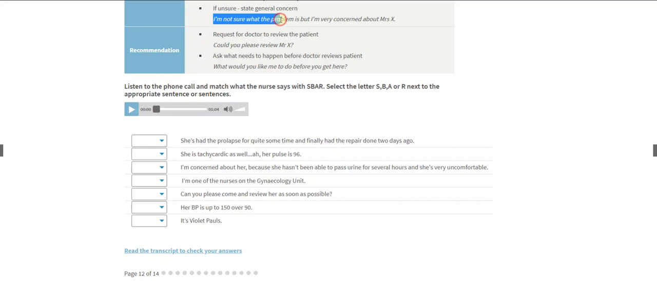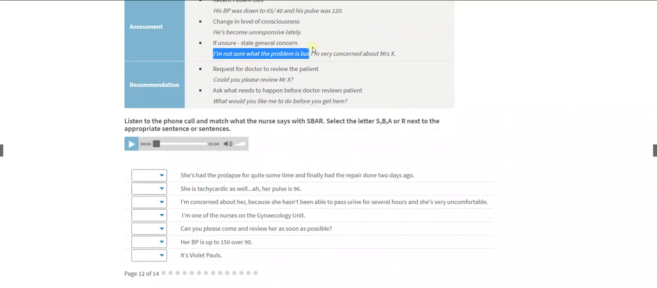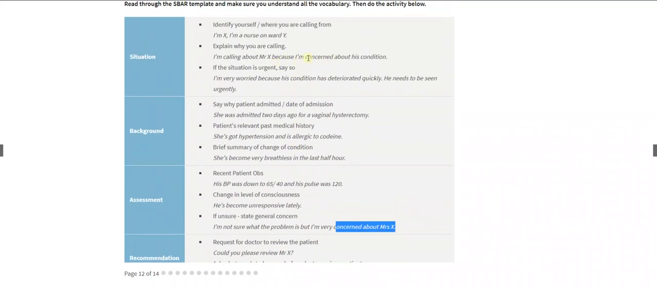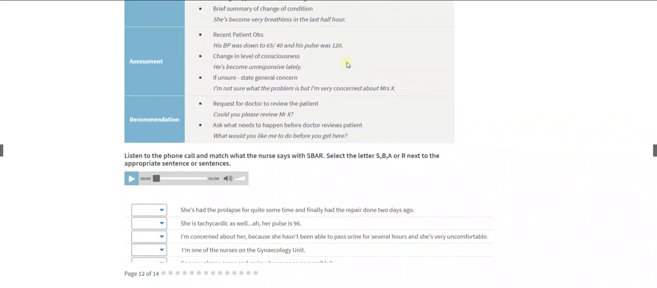One more example: I am not sure what the problem is, but I am very concerned about Mr. X. If in the sentence I write that I don't know what the problem is, I am not sure about the problem, we have to focus on this one. Otherwise you will get confused, because a sentence like I am concerned about Mrs. X's condition is already a concern, and that is situation. But here, I am not sure what the problem is, so that is assessment. We can say I am not sure what the problem is when the assessment is not clear.